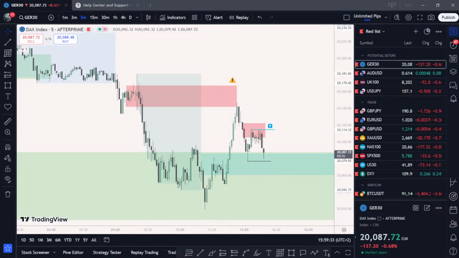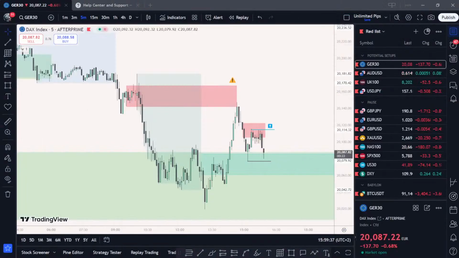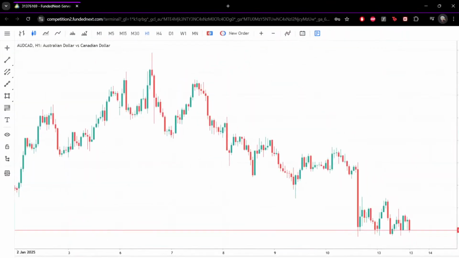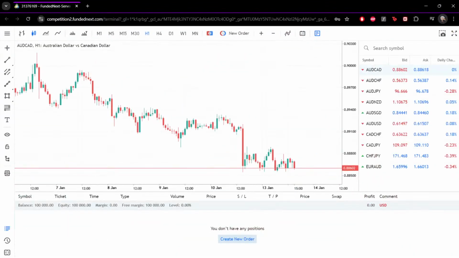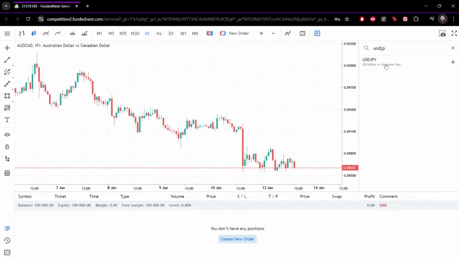So there's actually a Fund the Next competition going on. Oh, not this, my bad. This. There's a Fund the Next competition going on, and I haven't taken any trades for it yet, so let's just take a random trade if it's still available.